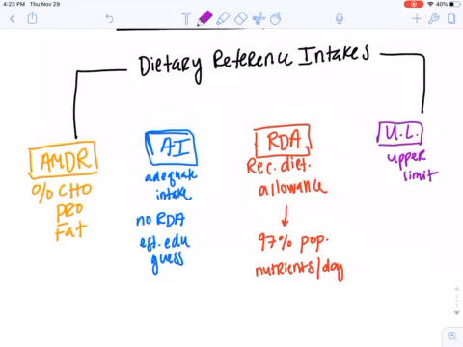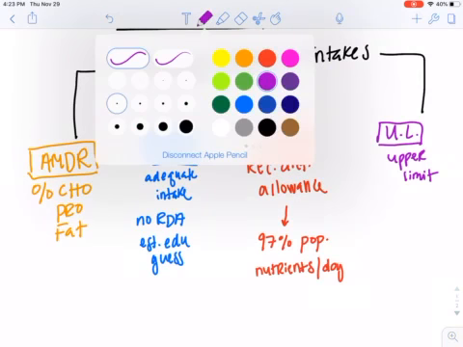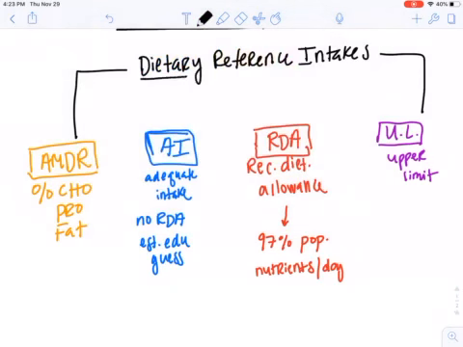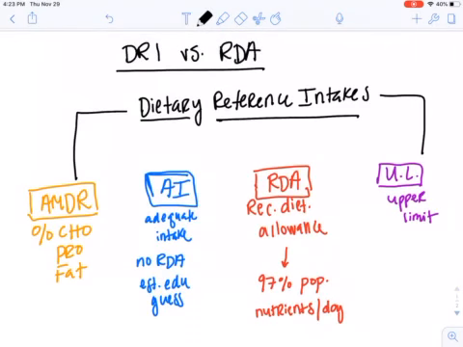Now, you'll notice that the AMDR, the adequate intake, the RDA, and the upper limit, they're all terms that fall under this category of dietary reference intakes. So that is very briefly the difference between your DRIs and your RDA.